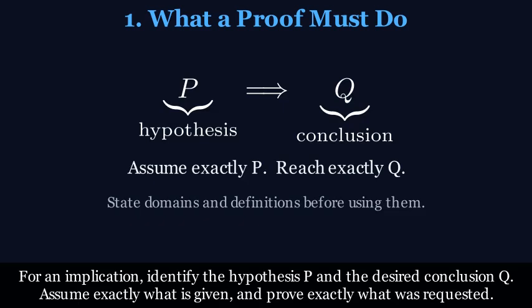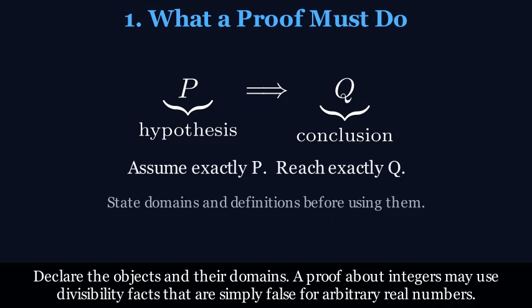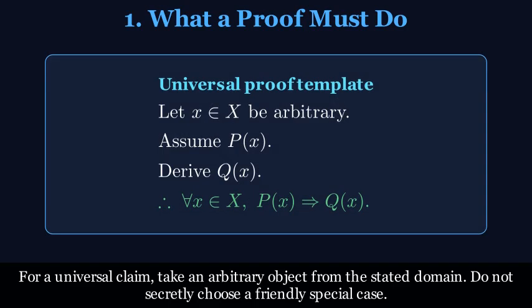For an implication, identify the hypothesis P and the desired conclusion Q. Assume exactly what is given, and prove exactly what was requested. Declare the objects and their domains. A proof about integers may use divisibility facts that are simply false for arbitrary real numbers. For a universal claim, take an arbitrary object from the stated domain. Do not secretly choose a friendly special case.